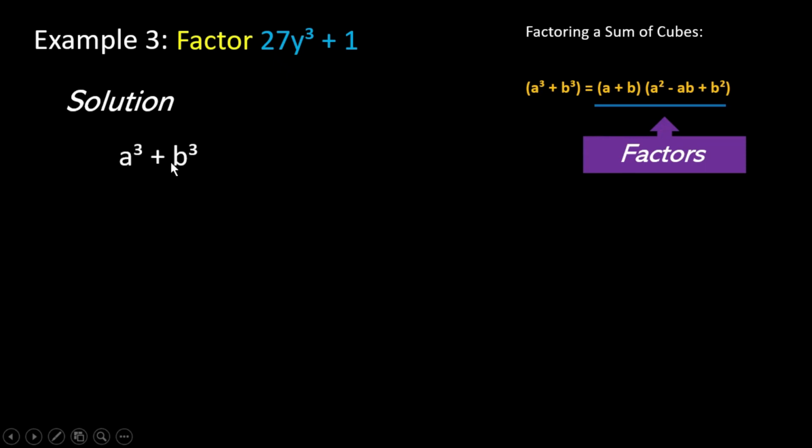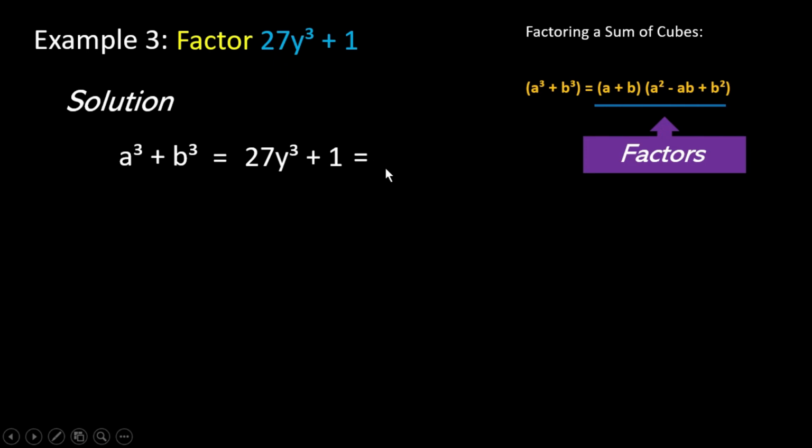So, a cube plus b cube. Tapos, i-convert natin as 27y cubed plus 1. So, magiging equals to 27y cubed plus 1. Then, gagawin natin ito as a cube. So, ano ba yung cube root ng 27? Diba 3? At ito namang y cubed, ang cube root niya is y.